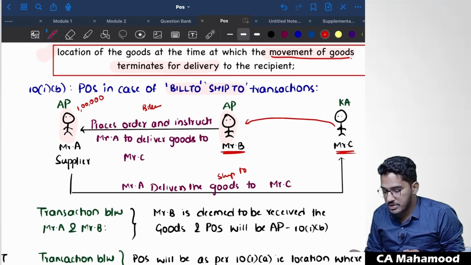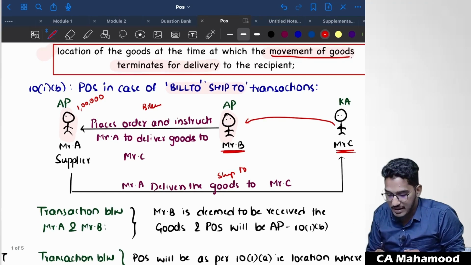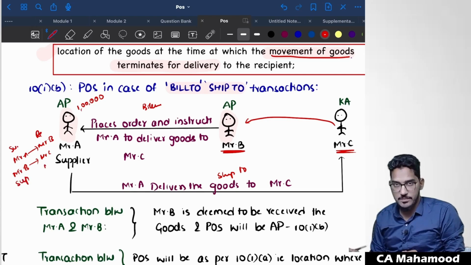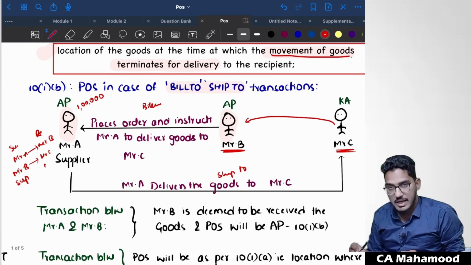And if you pay close attention here, there are two transactions involved. One transaction is taking place between Mr. A and Mr. B, and another transaction is taking place between Mr. B and Mr. C. In case of A and B, Mr. A is a supplier, Mr. B is a recipient. And Mr. B is a supplier, Mr. C is a recipient. Two transactions are there here. So now if you see here, it is a case of supply of goods which is involving movement.